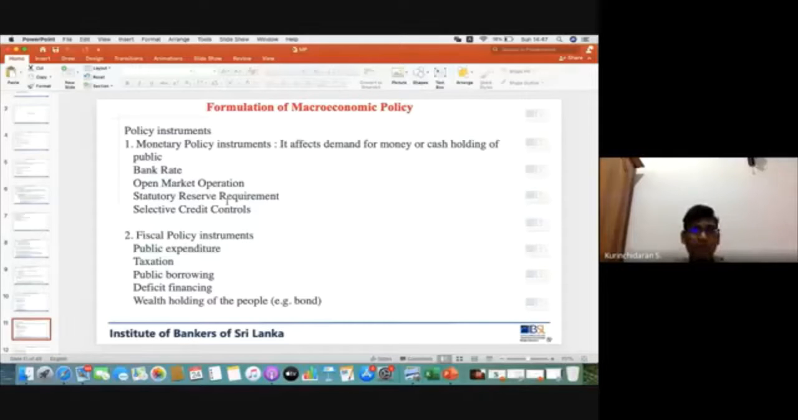If you are going to use fiscal policy instruments, under fiscal policy, it can be public expenditure, or taxation, public borrowing, deficit financing, or wealth holding of the people, maybe bond. So these instruments can be worked out.